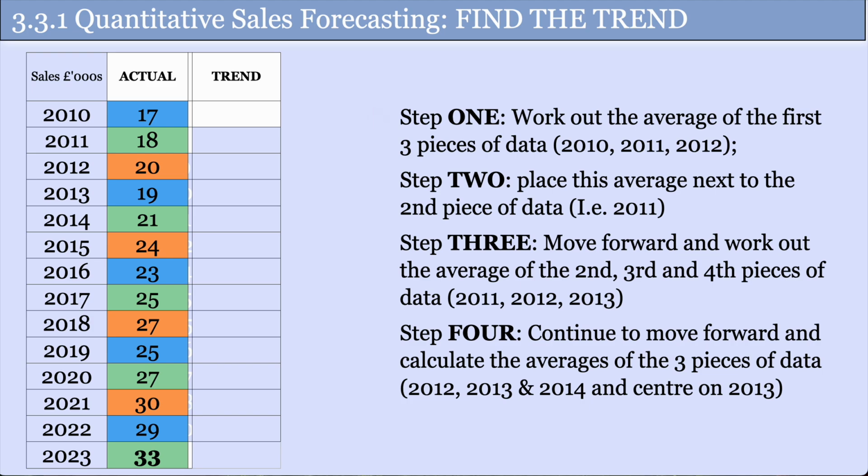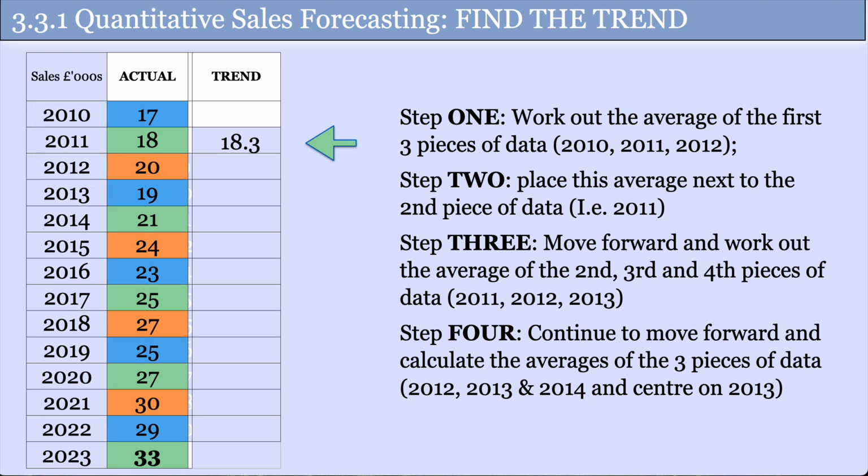Step 1, you work out the average of the first 3. So you start at the beginning, 1, 2, 3, therefore 2010, 11, 12, and you work out the average of those 3 numbers, and hopefully you can see that it's centered around there. So in other words, for 10, 11 and 12, you put your number in here, and it's going to be 18.3, which is 17 plus 18 plus 20 divided by 3.